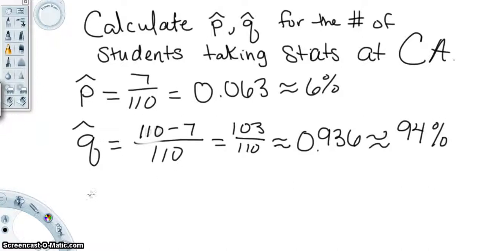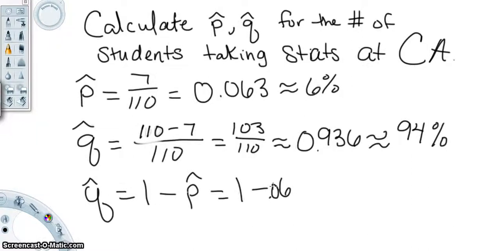We could also calculate q hat by saying 1 subtract p hat. So we have 1 subtract our 6%, 0.06, which gives us our 94%. 0.94, which is equal to 94%.